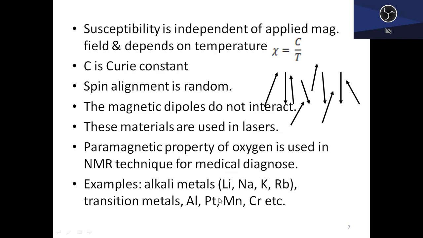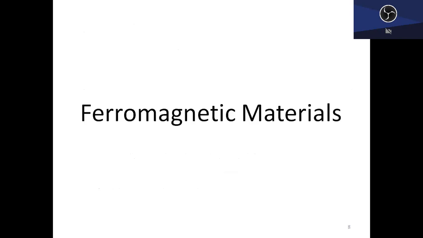Examples of paramagnetic materials are aluminum, platinum, manganese, chromium, etc. And alkali metals also come under the category of paramagnetic materials. Now, this is the basic difference between the diamagnetic material and the paramagnetic material.